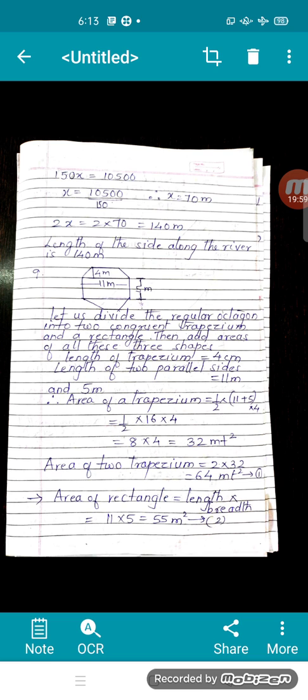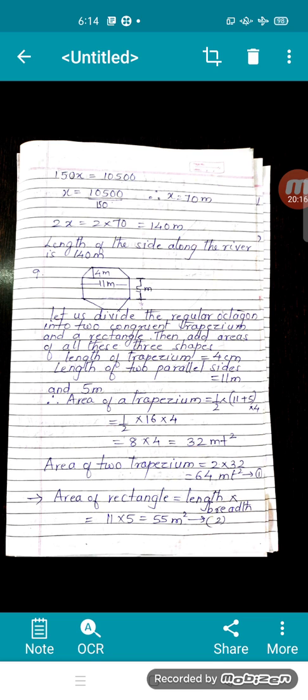Let us divide the regular octagon into two congruent trapeziums and a rectangle. You can see in the figure two congruent trapeziums and between them is a rectangle. Then add the areas of all these three shapes and we get the answer.